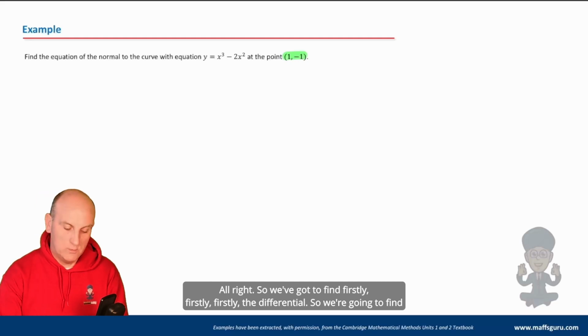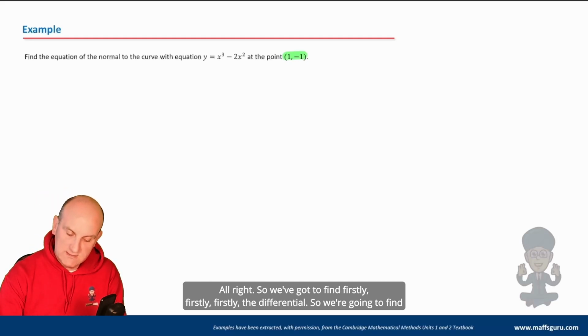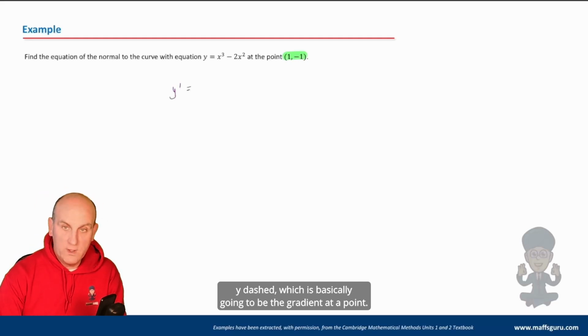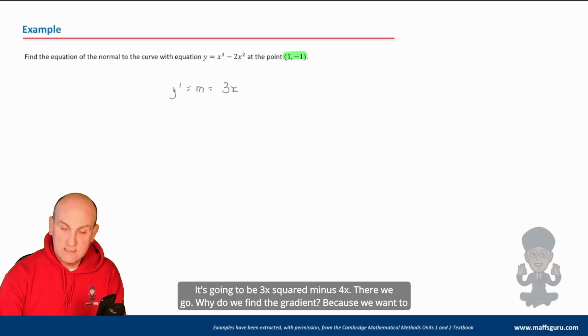Right, so we've got to find firstly the differential. So we're going to find y dashed, which is basically going to be the gradient at a point. It's going to be 3x squared minus 4x. There we go.